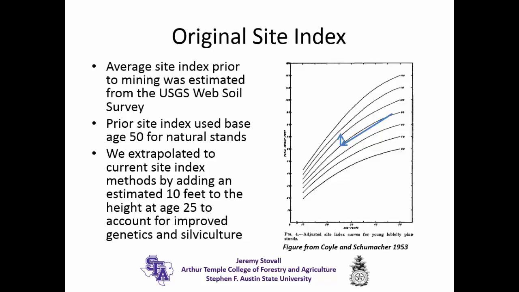Now, we ran into a problem with our site index estimation. We didn't have good pre-mining site index data on these stands, so we used the soil survey, just like Kara talked about this morning. The problem with doing that for loblolly pine is when you go to Web Soil Survey, it's giving you 50-year base age curves for naturally regenerated pine stands developed by Coyle and Schumacher in North Carolina in the 1950s. Well, in a modern loblolly pine plantation, you use a 25-year site index age.